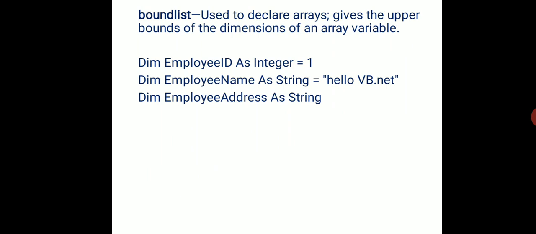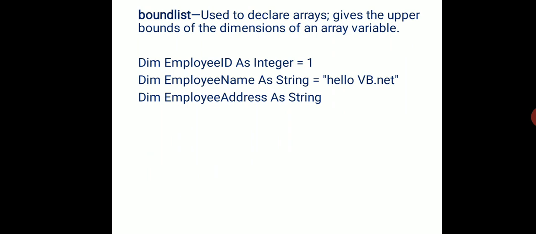See the examples of variables. Dim employee id as integer equal to 1. Dim employee name as string, maybe the string hello vb.net, or employee name, you can give any other name. Dim employee address as string. See, the first one, dim employee id as integer 1, has already been initialized. The employee id is already initialized, and dim employee name is also initialized with the string, that is hello vb.net. And one more, employee address is declared as a string, but it is not initialized.